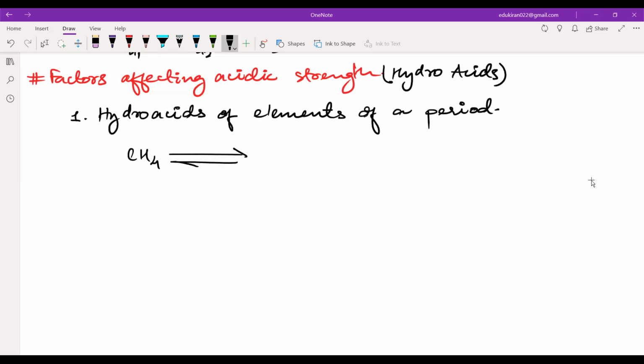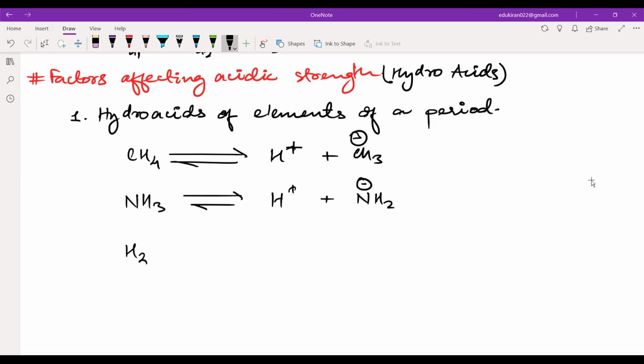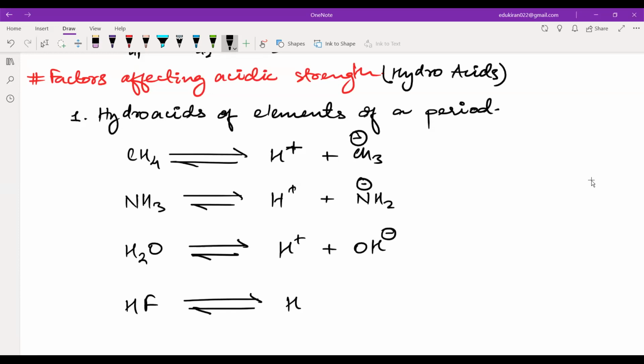It is going to give me H plus and CH3 negative. Then next we have NH3. It is going to give me H plus and NH2 negative, right? Yes or no? And then H2O, H plus and OH negative. Then we have HF. That is going to give me H plus and F negative.